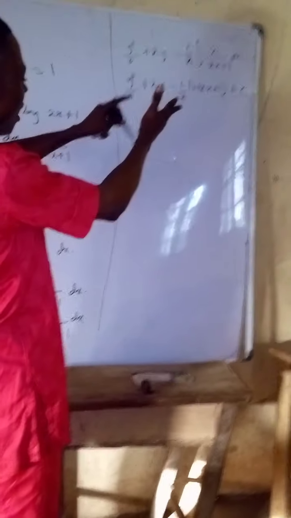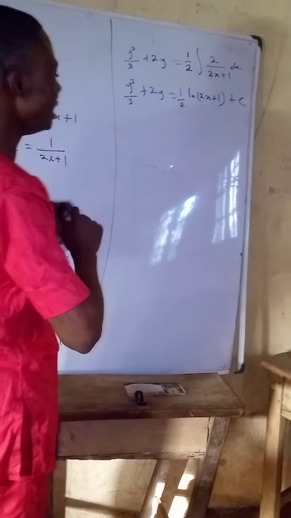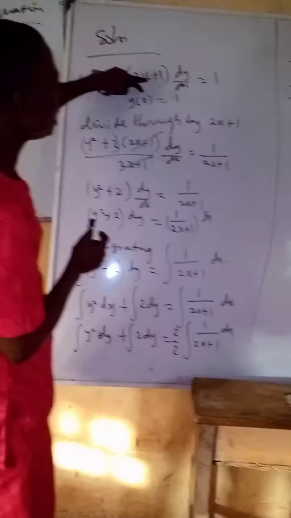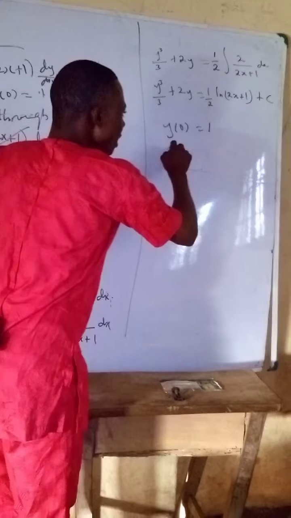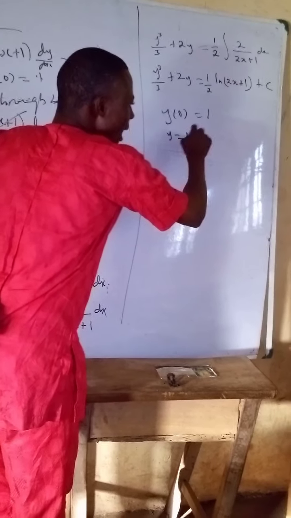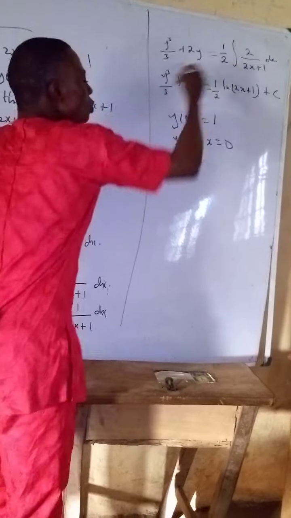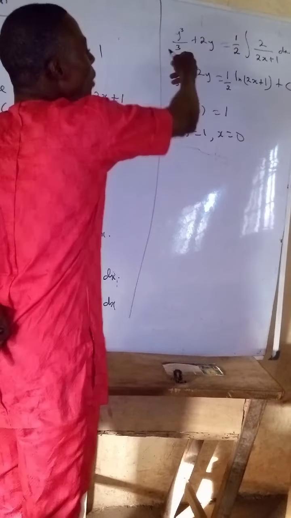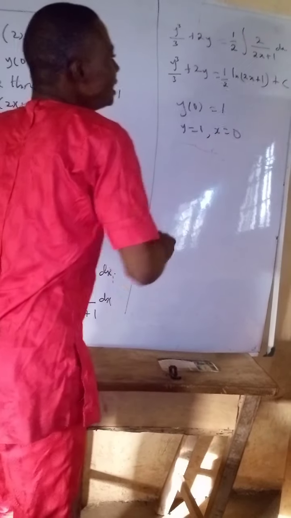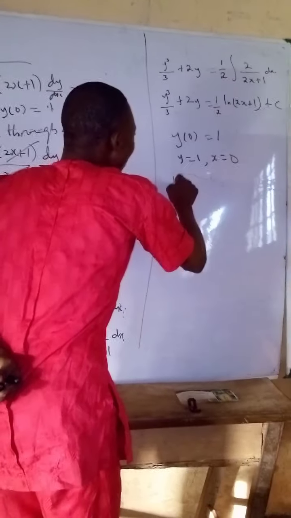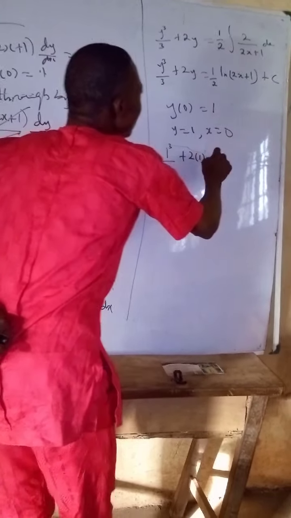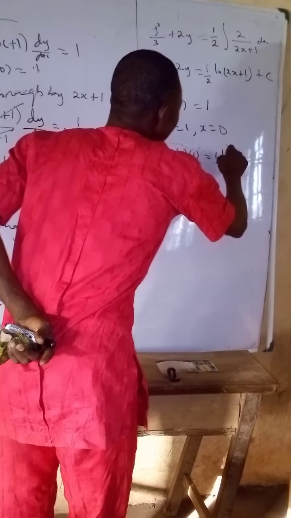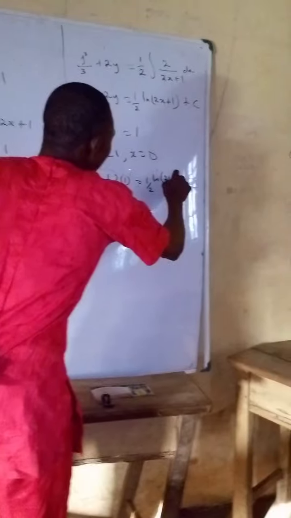Now we have solved this, but one thing is missing. They gave us a condition that y of 0 equals 1, where y is equal to 1 and x is equal to 0. We substitute into this. Anywhere we see y, we put 1. Anywhere we see x, we put 0. So we put 1 raised to the power of 3 over 3, plus 2 times 1, equal to 1 over 2 ln of 2 times 0 plus 1, plus c.